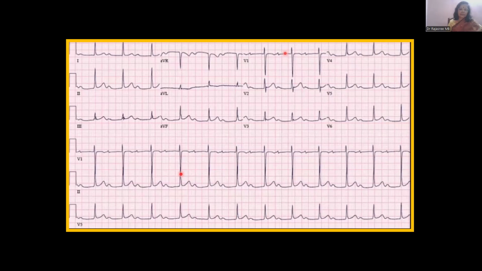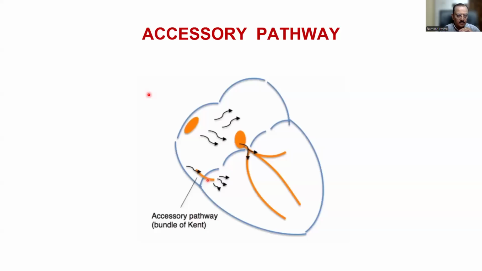Okay, see this PR interval. Normal or abnormal? This is the P wave, this is the QRS. Prolonged. Abnormal. Prolonged PR interval, the AV node is blocked, failing, not doing its job. Correct, super. This is what I meant as an accessory pathway.